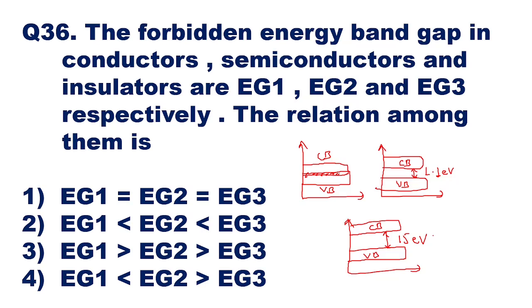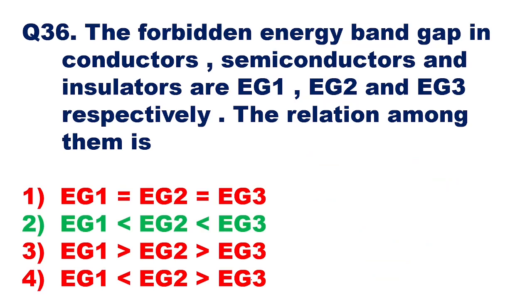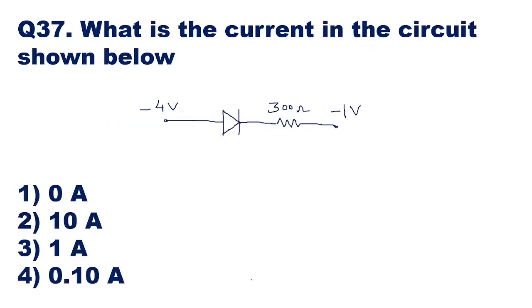That means it is not existing over there, and therefore out of these expressions, if Eg1 is the forbidden energy gap for conductor, Eg2 is for semiconductor, and Eg3 for insulator, then out of these options, option 2 will be the right answer. So option 2 says that Eg1 is less than Eg2 and Eg2 is less than Eg3. So option 2 is the right answer here. So here you can see option 2, that is Eg1 less than Eg2 and Eg2 less than Eg3, is the correct answer. Then we'll go to the next question.